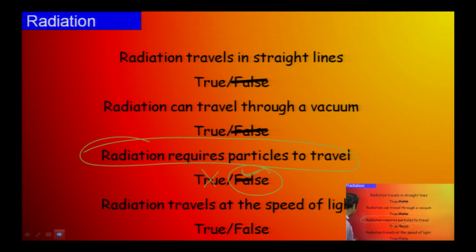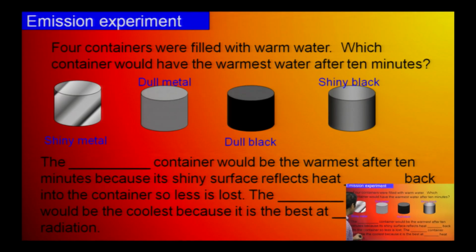So let's see. Four containers filled with warm water. Which container would have the warmest water after 10 minutes? Shiny metal, dull black, or shiny black? Let's see. The shiny metal container would be the warmest after 10 minutes because its shiny surface reflects heat radiation back into the container, so less is lost. The dull black container would be the coolest because it is the best at emitting heat radiation.